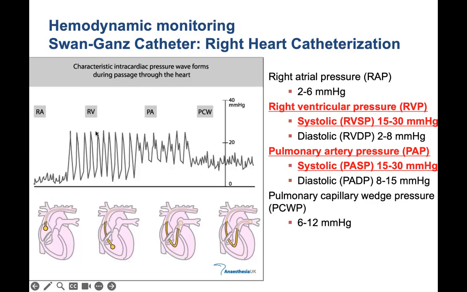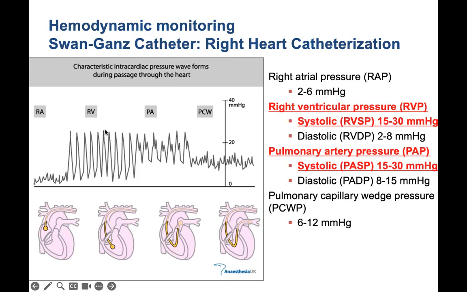And I put this in red because this is what we're going to talk about today. This normal pressure is going to be around 15 to 30. Different sources will quote slightly different numbers, but around, whereas that diastolic is still the same. But as you move into that PA, into that pulmonary artery, you're going to see that RVSP is equal to the PA systolic pressure. It's just that diastolic that increases.